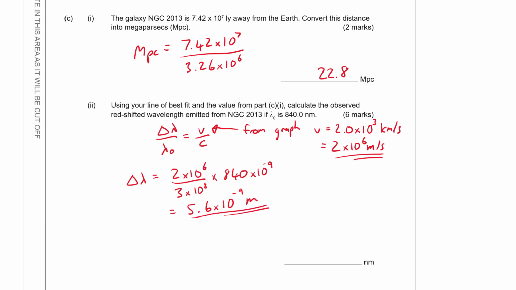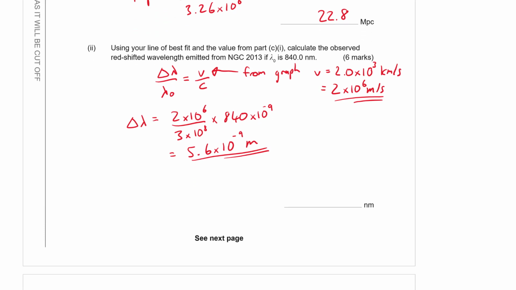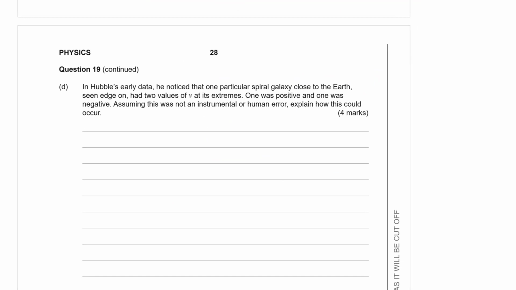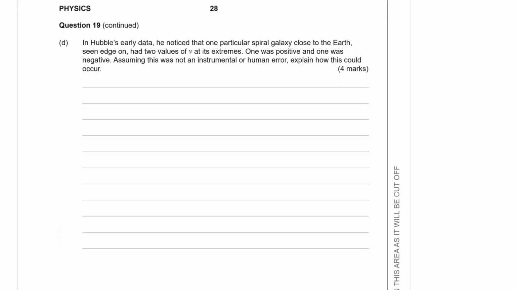It's asking for the observed wavelength. So the observed wavelength becomes lambda naught plus the change, 6 times 10 to the negative 9. So what I write down will be 846 nanometers.